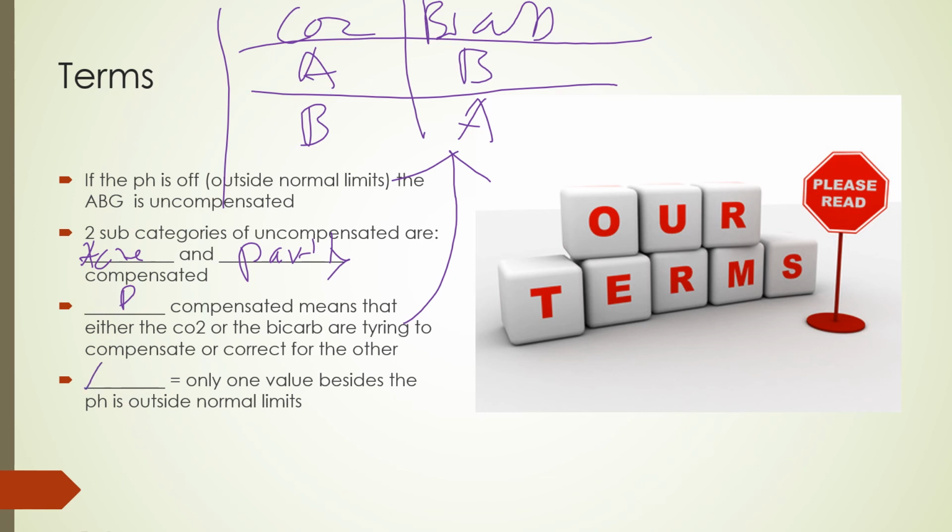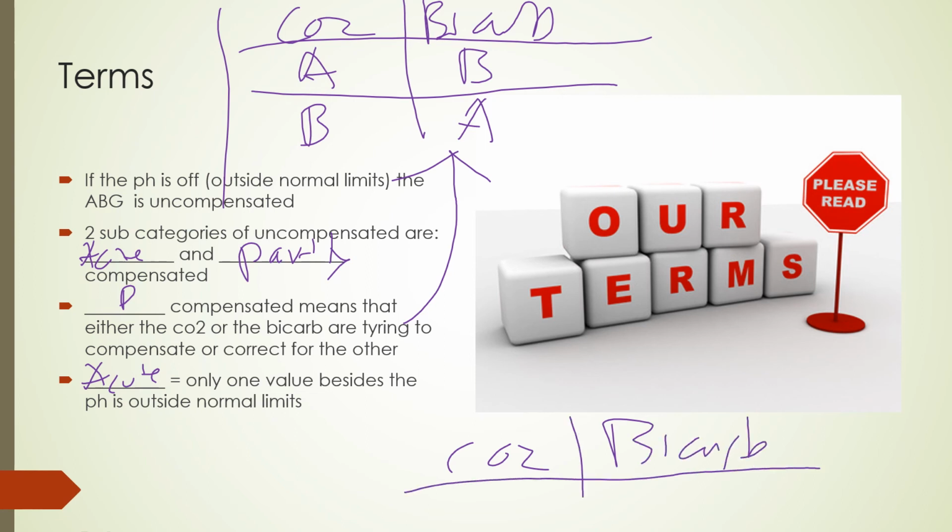When we see an acute blood gas, this means only one value besides the pH is outside of normal limits. So down here, CO2. So only one value, the CO2, is outside of the normal limits. So let's say our CO2 is acidic and our bicarb is normal. So this would be an acute respiratory acidosis, right? It's acute because one of these is normal, the other one's not.